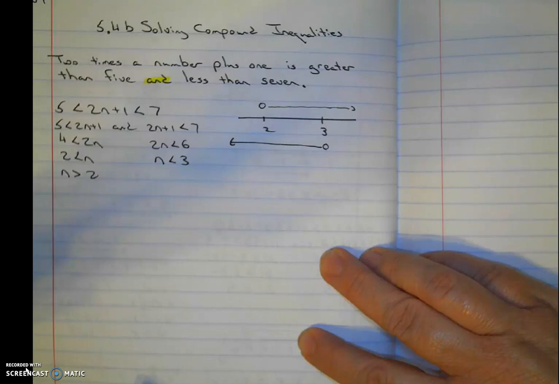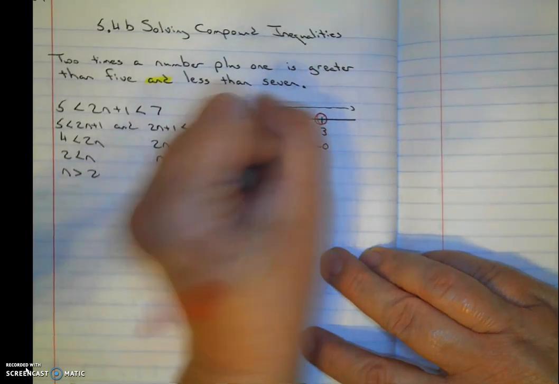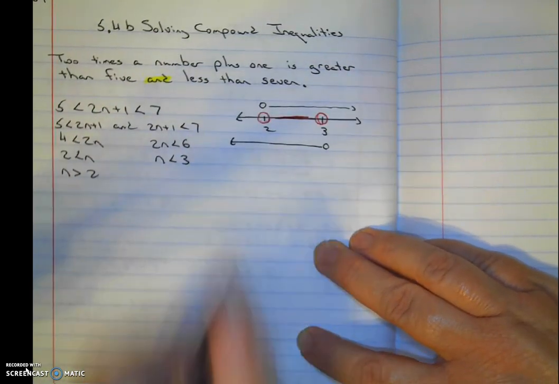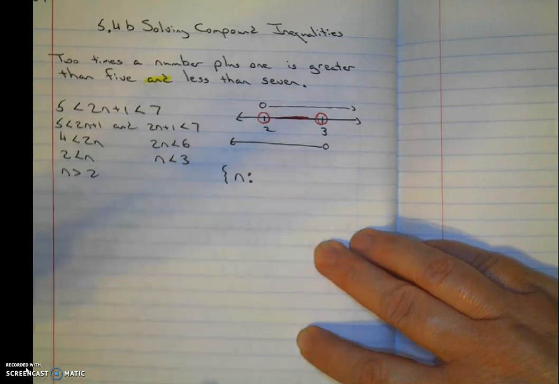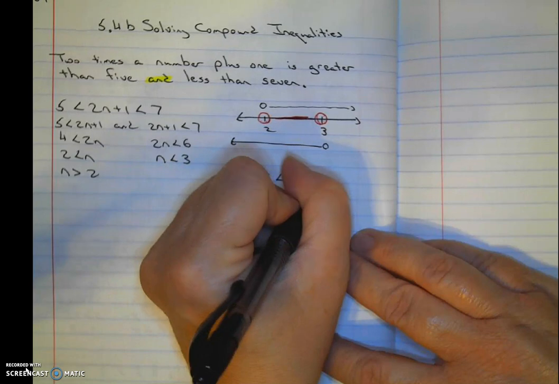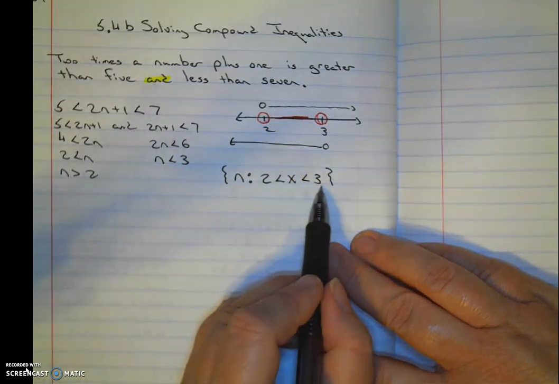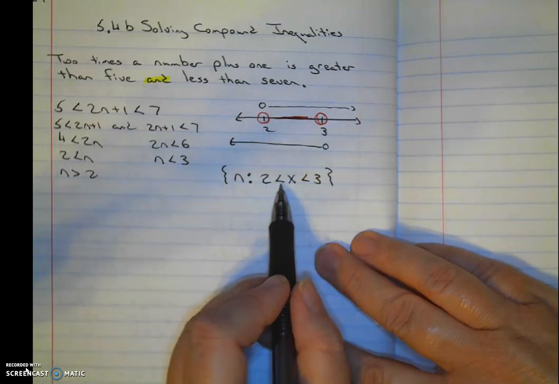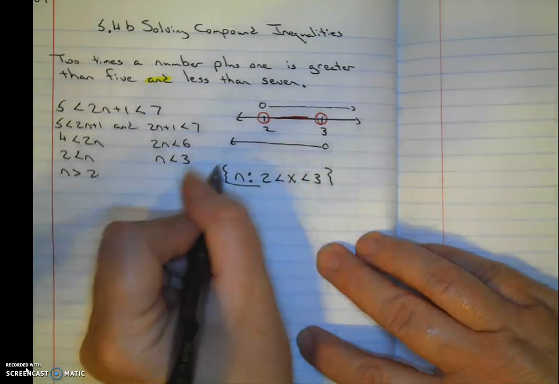This is an AND problem, so I only end up with my combined shading. Start at 2, finish at 3, shade in between on our number line. So we end up with our solution set of all values n such that 2 is less than x is less than 3. Notice, started at 2, ended at 3, shading in between. Shading represents all those x values. 2 is less than all of that, 3 is greater than all of that. So x is less than our 3. So this ends up being our solution.